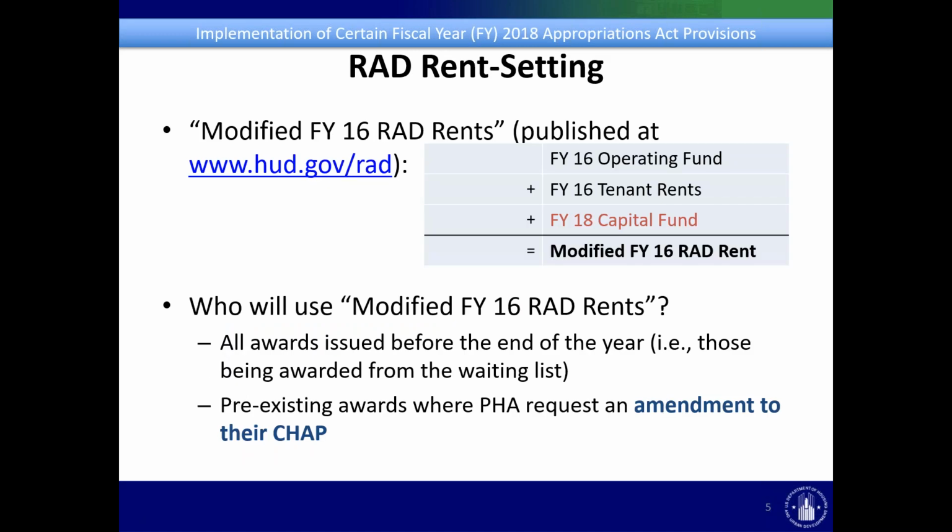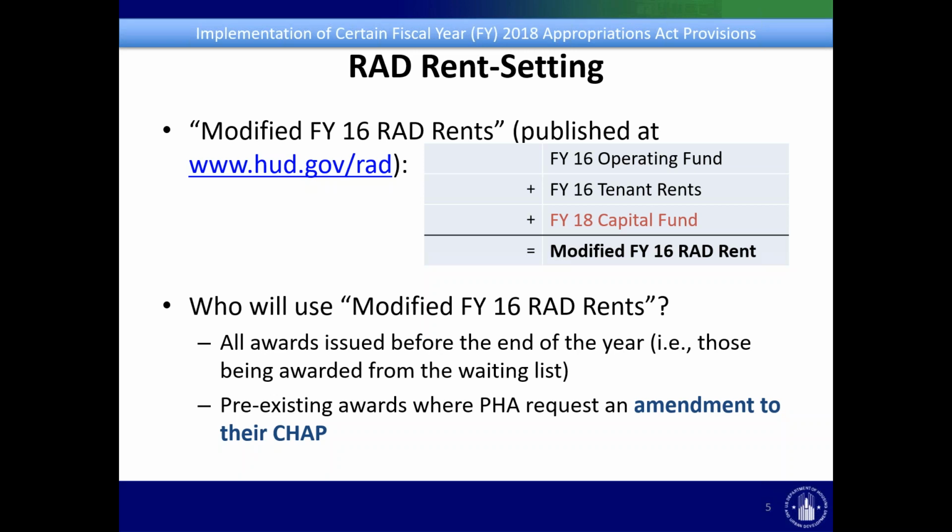Okay, so getting back into what this notice does. One of the big questions that we have to establish an answer to when we have a cap increase is, for new awards, how will we set the rents? Typically, each time that the cap has been increased, we've updated the rents. We certainly wanted to make sure to incorporate the higher FY18 capital fund levels out of concern that if we did not, the program would slow down.